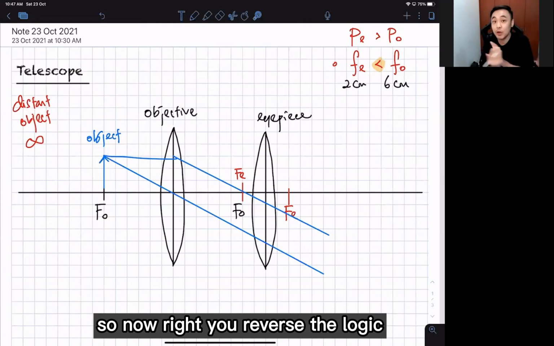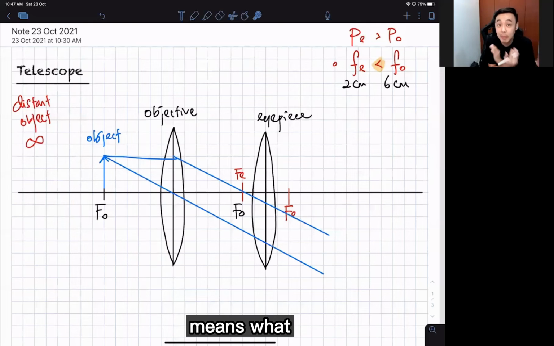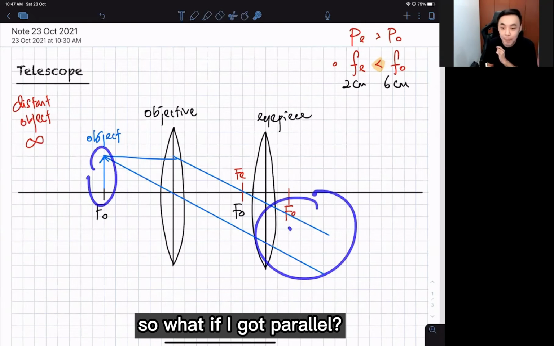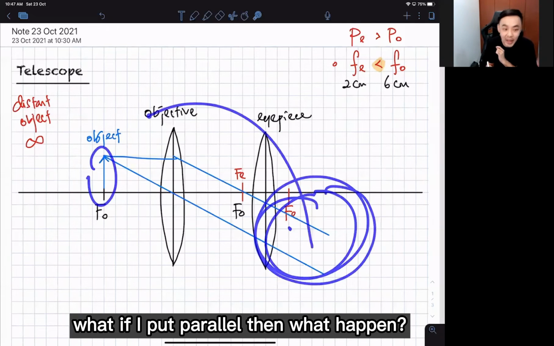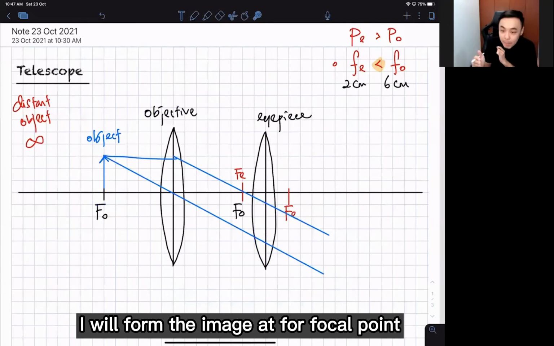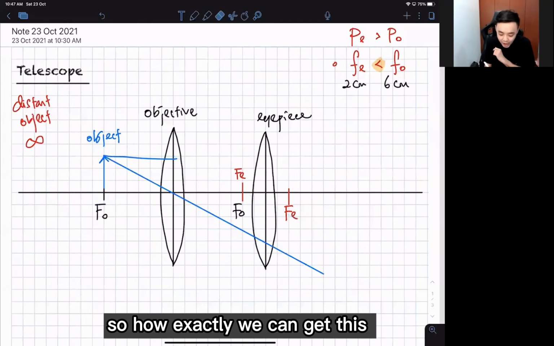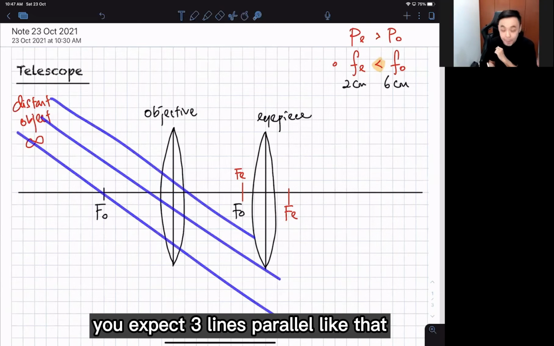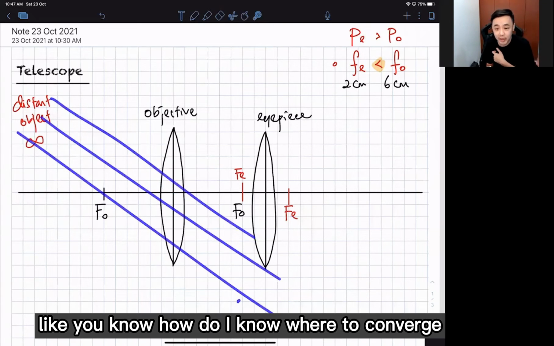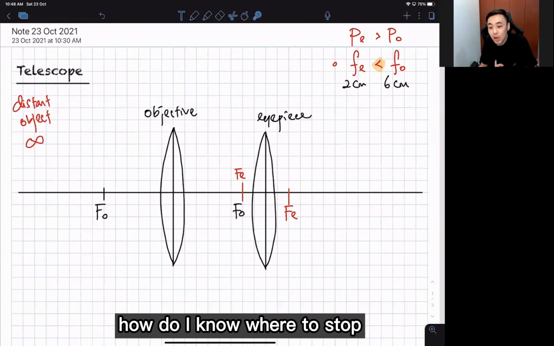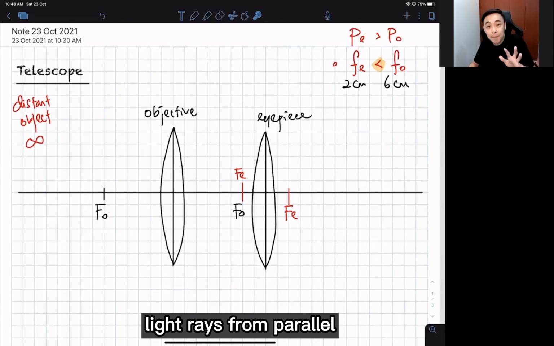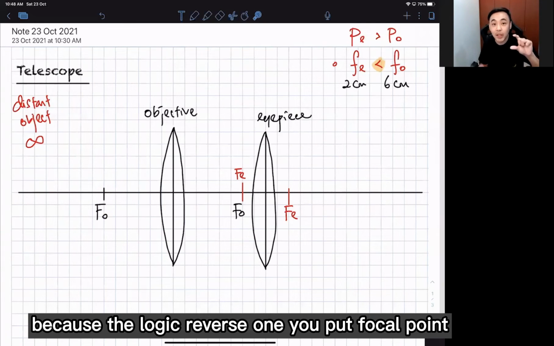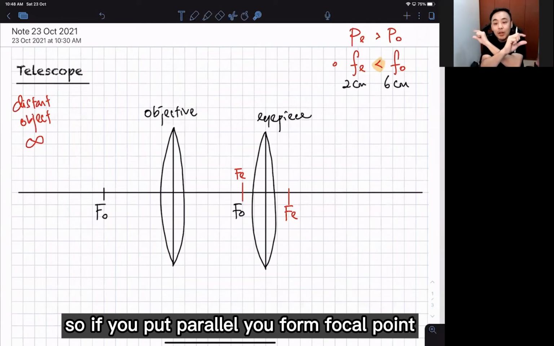So now you reverse the logic. Simple. If I put the object at the focal point, I get parallel. So what if I put parallel? Then what happened? I will form the image at the focal point. Exactly. So how exactly can we get this? Now, first of all, you expect 3 parallel lines like that. Then of course, a bit hard to draw, isn't it? Like, how do I know where to converge? How do I know where to stop? Simple. Light rays from parallel, they will form at the focal point, because the logic is reversed. You put the focal point, you get parallel. So if you put parallel, you form the focal point.